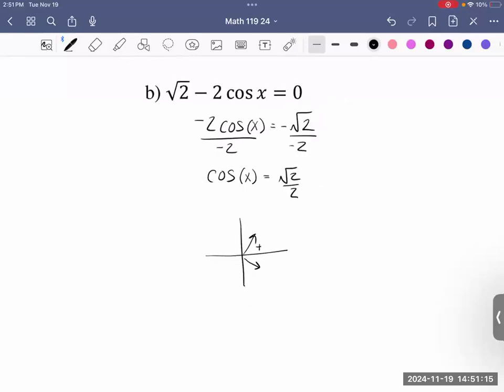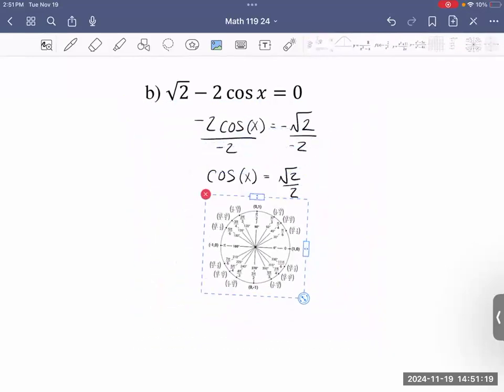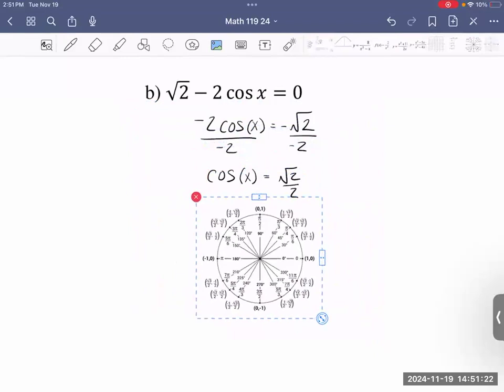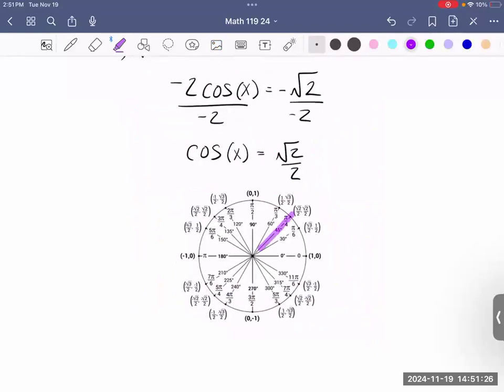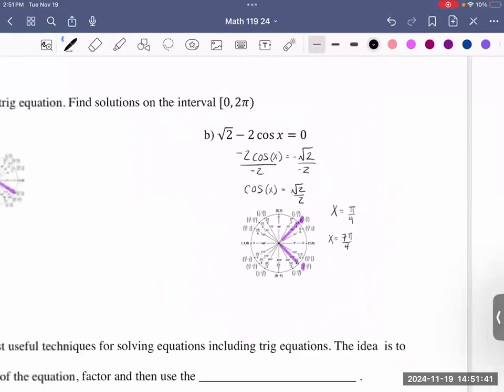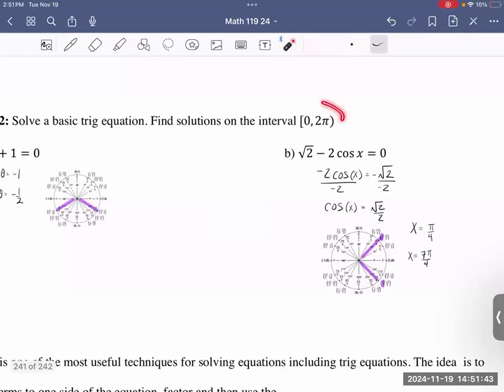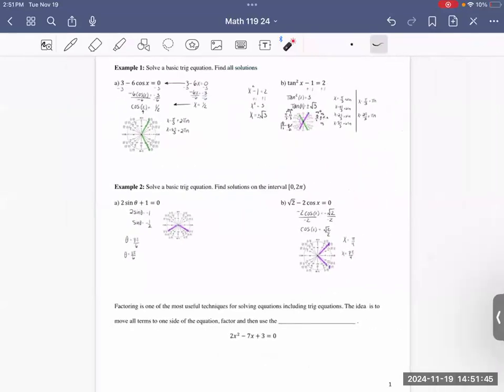So in your unit circle, if I were to grab that one more time over here, unit circle. So we're looking at pi over 4. And again, 7 pi over 4 will give us that positive counterpart. So x here is equal to pi over 4, and again at 7 pi over 4. And those are two angles found within that first revolution.